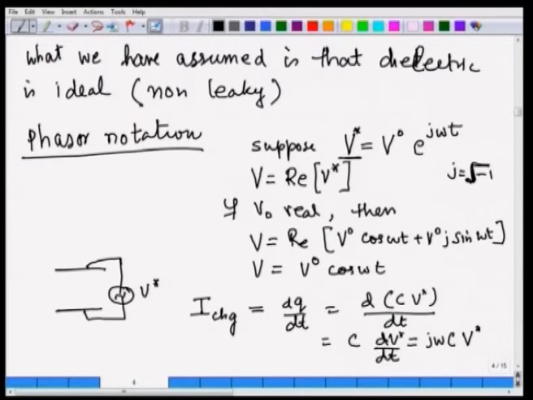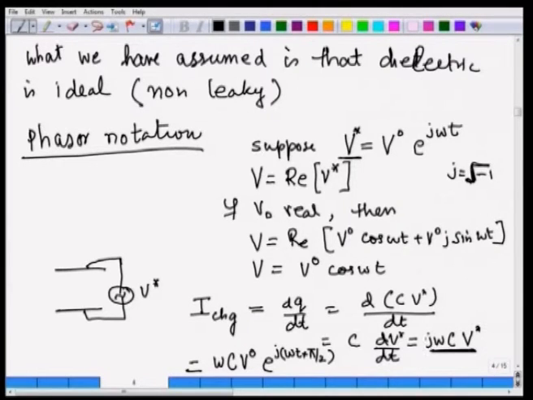So the charging current would be equal to this quantity, which I can write as j omega C V. I am going to take this j inside, and write this as omega C times V naught e to power j omega t plus pi by 2. This pi by 2 appears because I have now written this as an exponential.